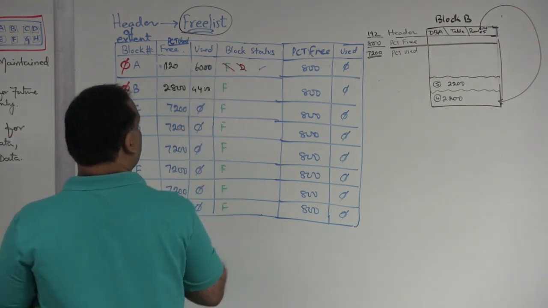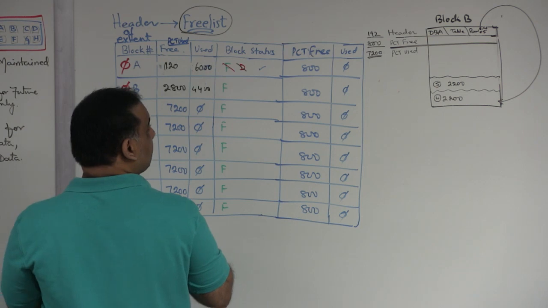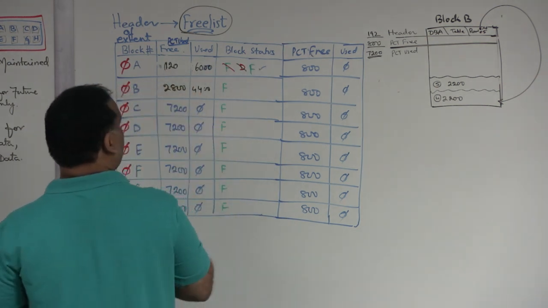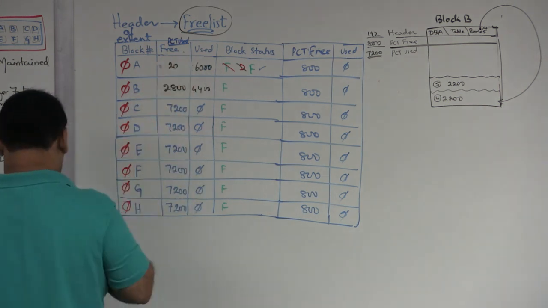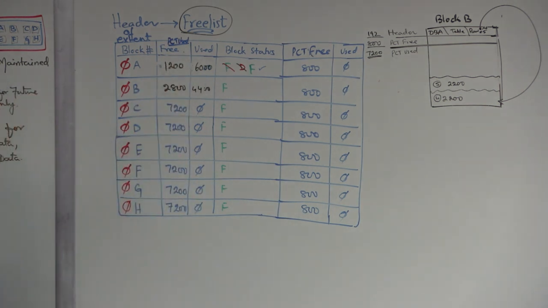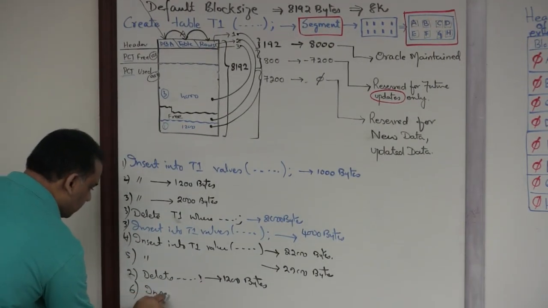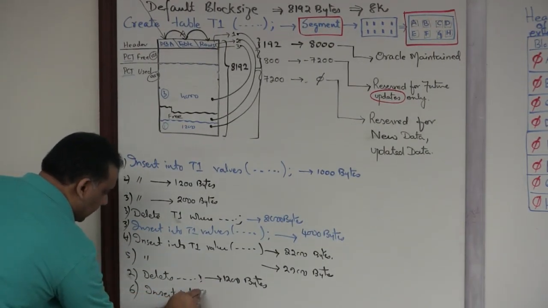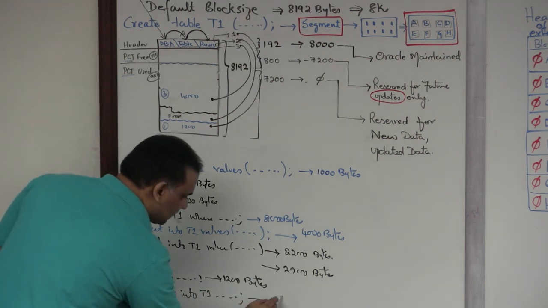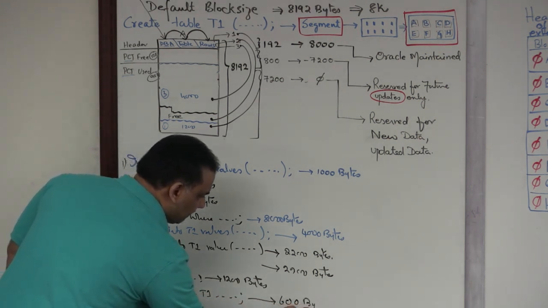Now is it immediately going to change itself as free now? Yep. Because it has some space. Now it may not have enough space for all the rows, but it has 1,200 available. So far okay? Now we are going to go with row number 6. Row number 6, insert into T1, and then this has 600 bytes only.